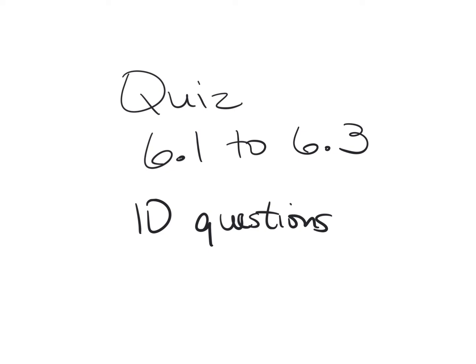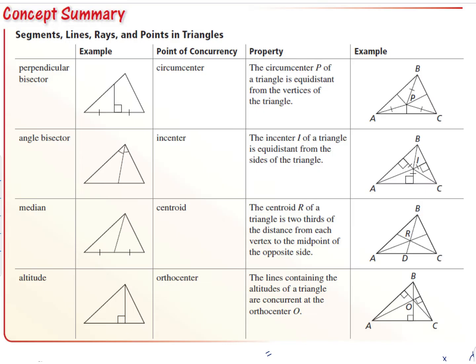So one thing that may help you with that, remember we had this summary page that was in the notes from section 6.3. It was the last slide. So it talked about all of the different segments that you should be familiar with, what their point of concurrency is, and then the property or the theorem that is applicable to each one of these points of concurrency, and how to create each of the segments. So this was from the notes.